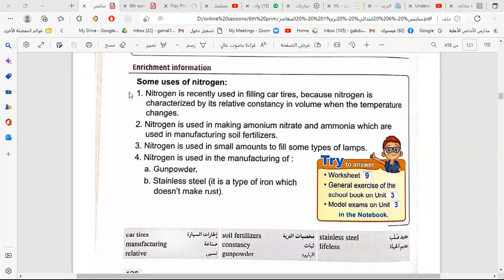Okay, and now Muhammad Abdurrahman, can you read number 2? Okay, Mister. Go ahead.